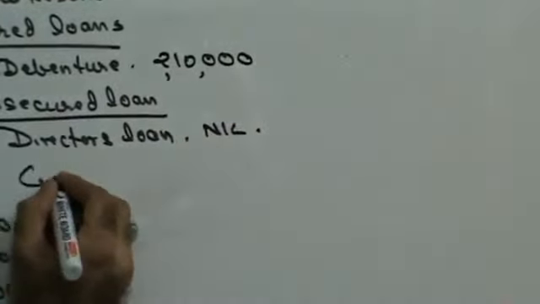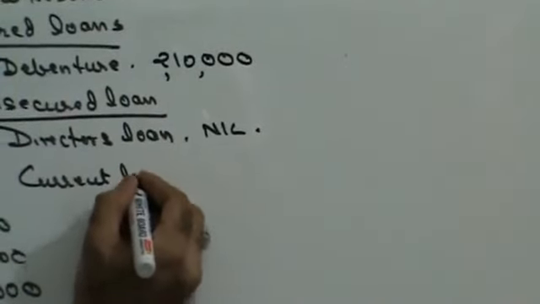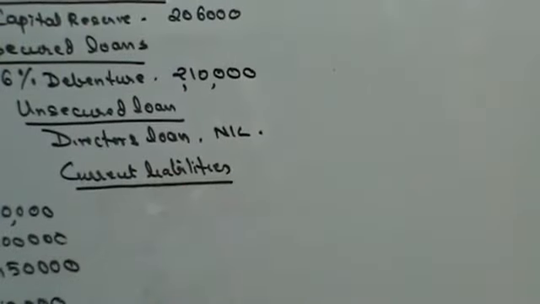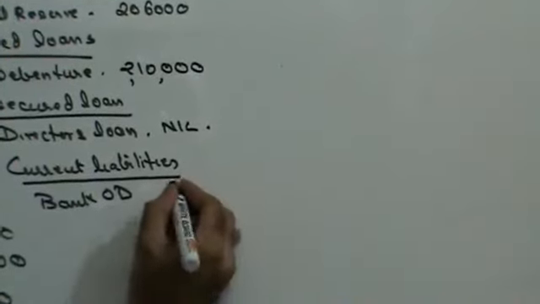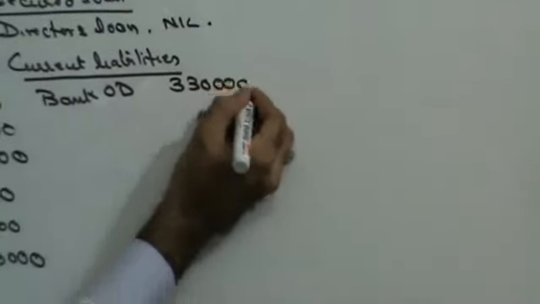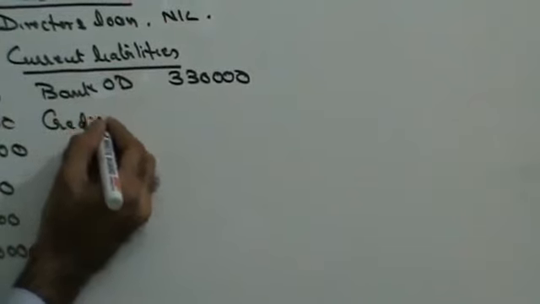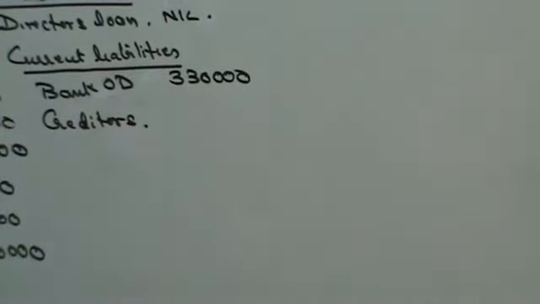Then you have current liabilities. Bank OD is going to be a current liability. So bank OD is 3,30,000. Then you have creditors. Creditors is 5,40,000. Have you used creditors anywhere in the sum? No. So 5,40,000 as it is.